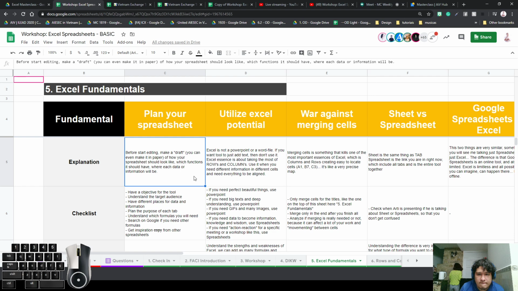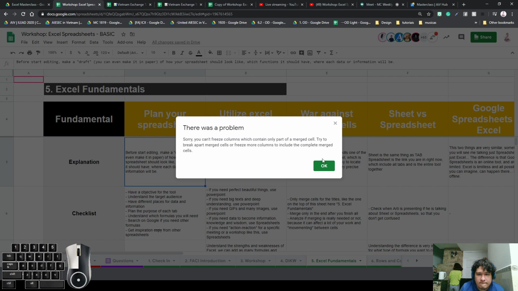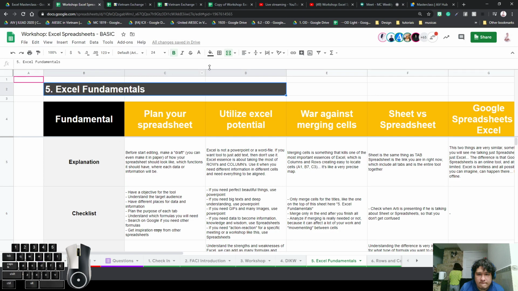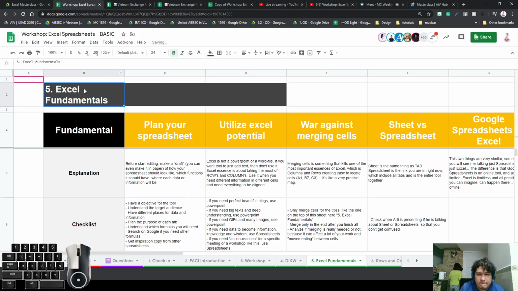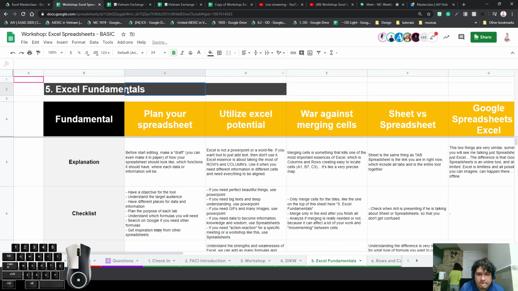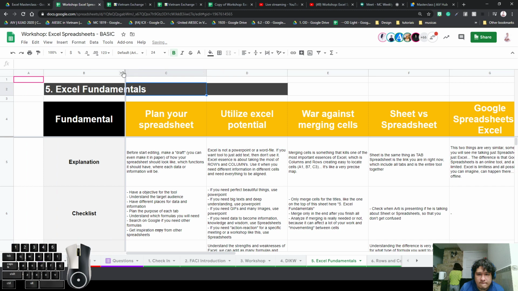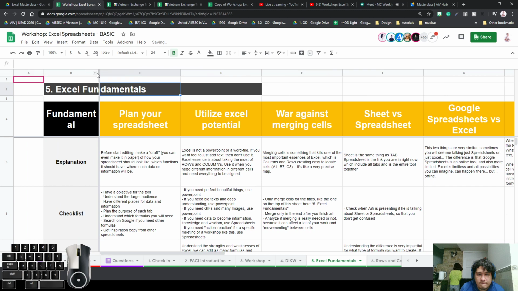and I make a draft because that's very important to make sure your spreadsheet doesn't get messed up. Oh, some errors. Beautiful. Cool, so that's the first fundamental. Later you can check here. There is a small checklist.